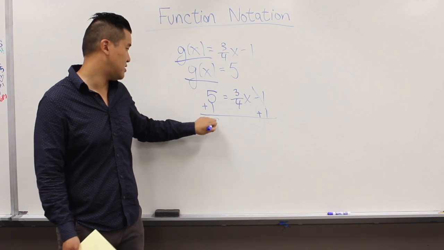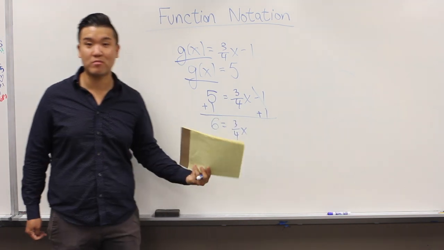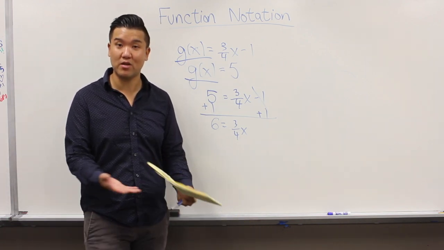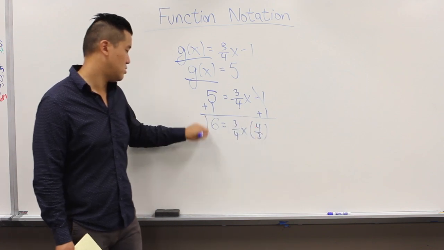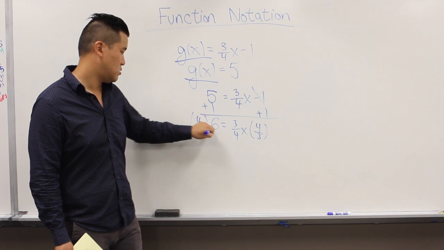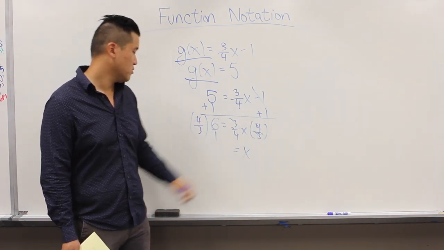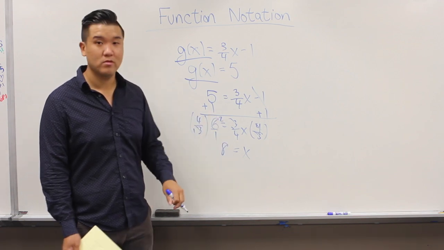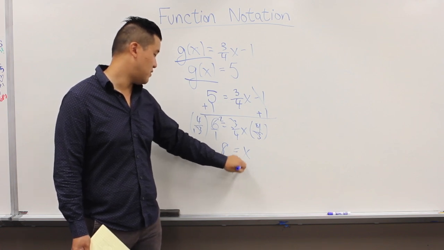Add 1, so you have 6 equals 3/4 x. How do you get rid of a times 3/4? Most kids will say divide by 3/4, but they get stuck there. They can multiply by the reciprocal. And then the 3's and the 4's cancel out, so you have x equals. That cancels out with that, and you get 8. So what does that mean? When x is 8, y is 5.